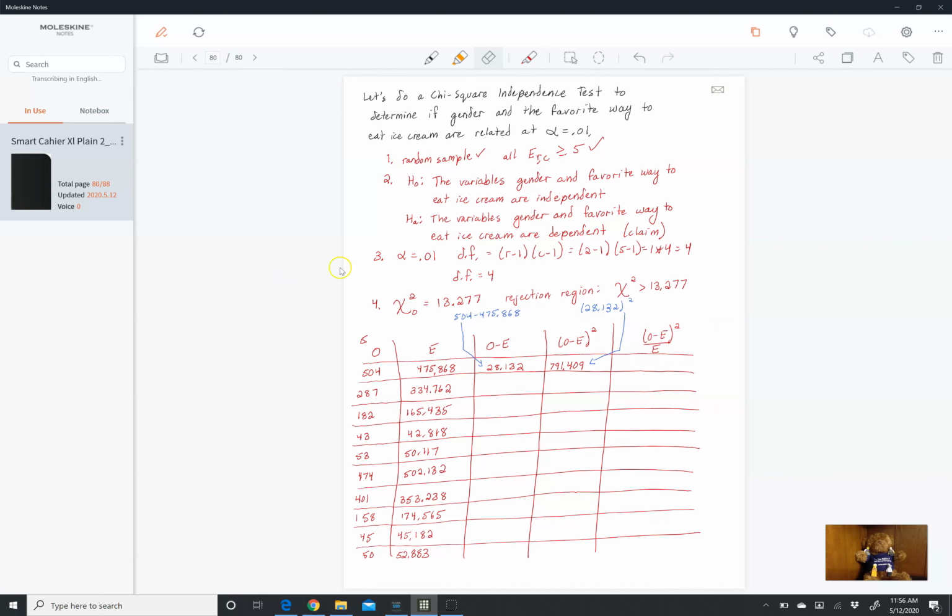Okay. And then this is from doing 791.409 over the expected frequency for that row, which was 475.868. Okay, that's how we calculate it. So there we get 1.663. And we could keep going.